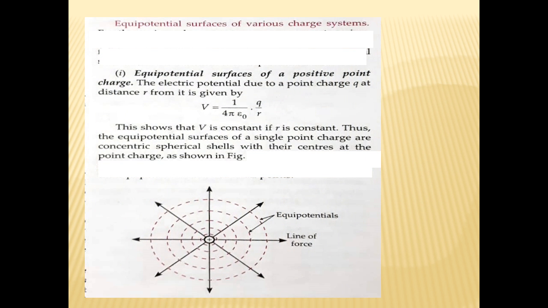Now we are going to draw the equipotential surfaces due to various charge systems. In this case, we consider equipotential surfaces of a positive point charge. Here you can see in the figure, for a positive point charge, the equipotential surfaces are concentric spherical shells with their centers at the point charge, as shown in the figure.